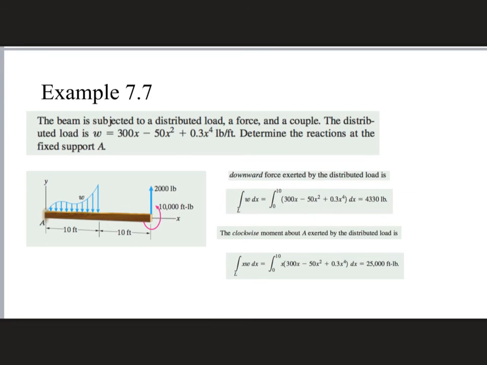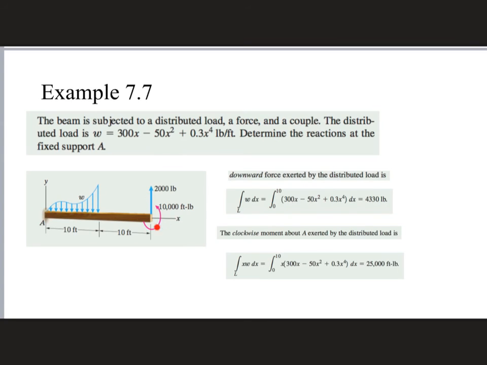Okay, let's look at another example. This is example 7.7 from your text. In this example, we have a distributed load acting on a beam, but it only works on half of the beam. So it goes from A to this position at 10 feet, and then there's another 10 feet of beam. And we also have at the far end of the beam a 2,000 pound force in the opposite direction, opposite to the direction of the weight acting on the first half of the beam.